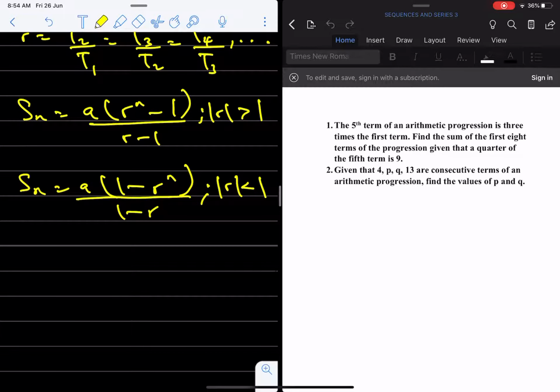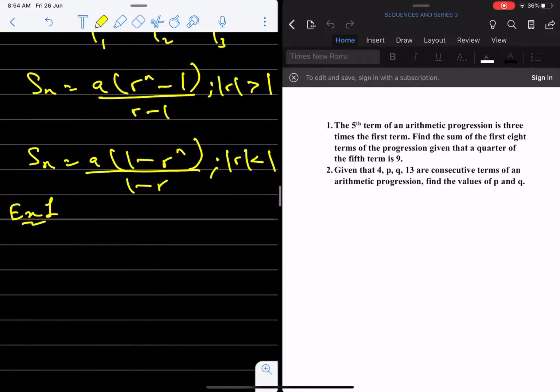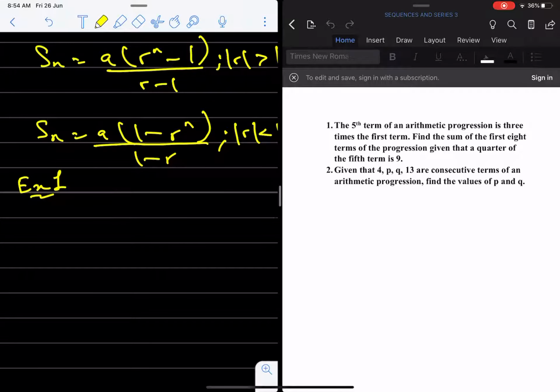So let's take these simple questions very, very quickly. Example 1. The fifth term of an arithmetic progression is 3 times the first term. Find the sum of the first 8 terms of the progression, given that a quarter of the fifth term is 9. The fifth term of an arithmetic progression, that's T5, is 3 times the first term. That means T5 equals 3 times T1.